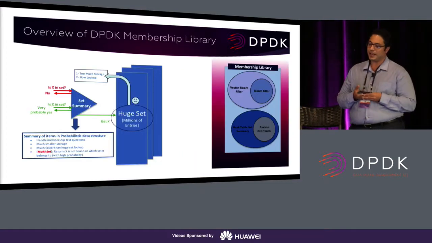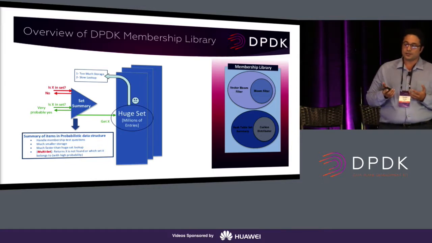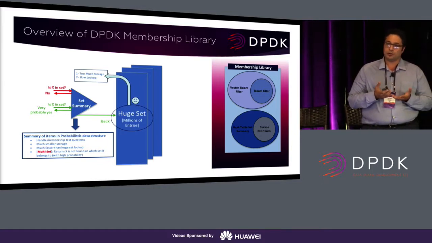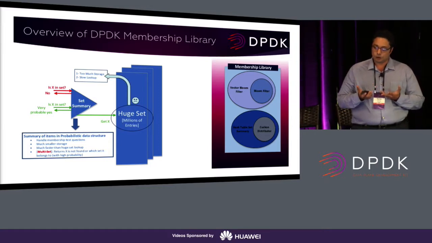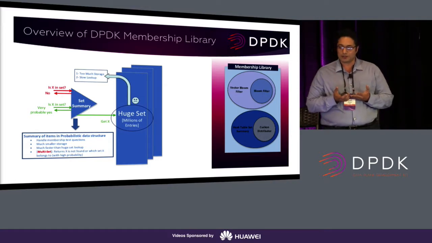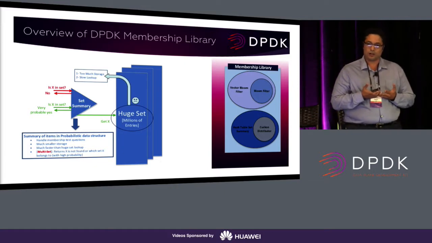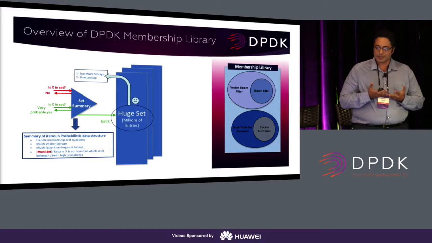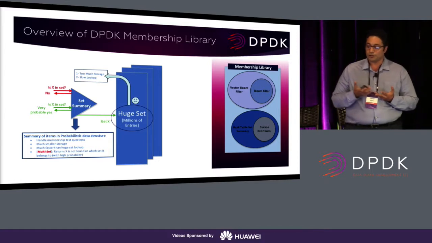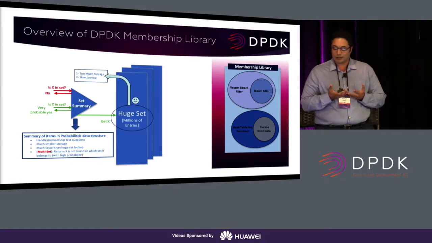The membership library has lots of modes depending on your application and whether your application will support false positives, false negatives, the accuracy of the application. But at least the one that is in 1711 supports 4 kinds of modes: a bloom filter based library, vector bloom filter, something called Cuckoo Distributor, which I will go into details of, and then the hash table based set summary.